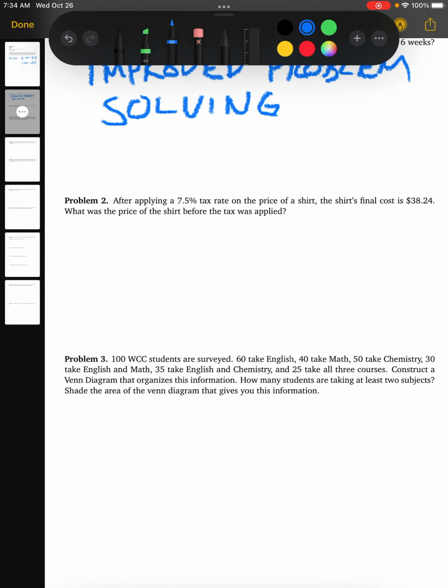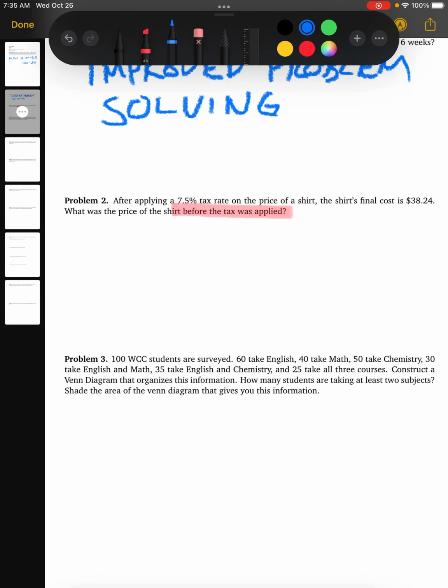And let's get into problem number 2. Problem number 2 says, after applying a 7.5% tax rate on the price of a shirt, the shirt's final cost is $38.24. What was the price of the shirt before the tax was applied? So a couple things to note in this problem. Before the tax was applied. That tells us that we're looking for a price smaller than $38.24, because we're looking for what the shirt cost before we apply the sales tax.